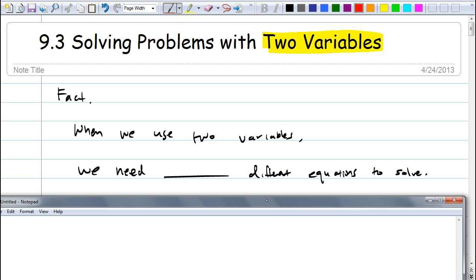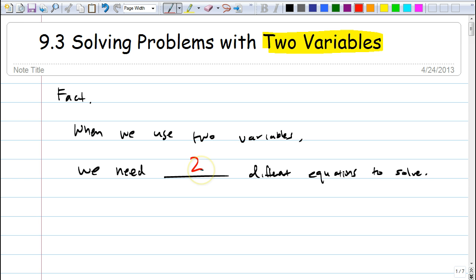So before we begin, because we're going to be using two variables, here's a fact, write this down. When we use two variables, we need blank different equations to solve. How many different equations do you think we're going to need? Let me give you a hint. When we had one variable, how many equations did we have? One. If we have two variables, guess what? How many equations? Yeah, we're going to need two equations, okay?